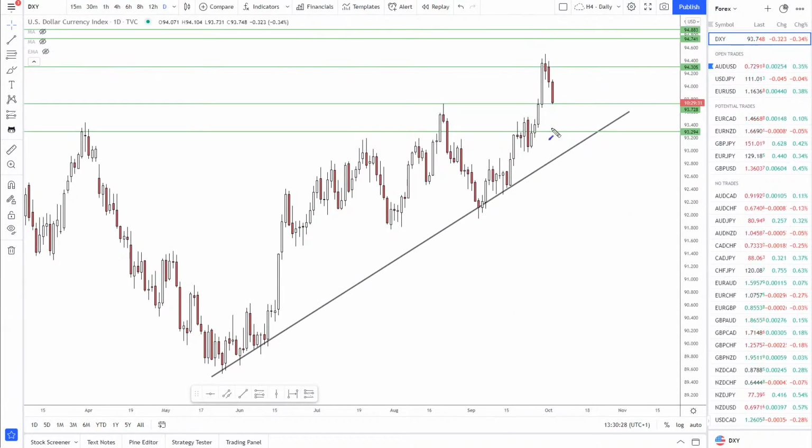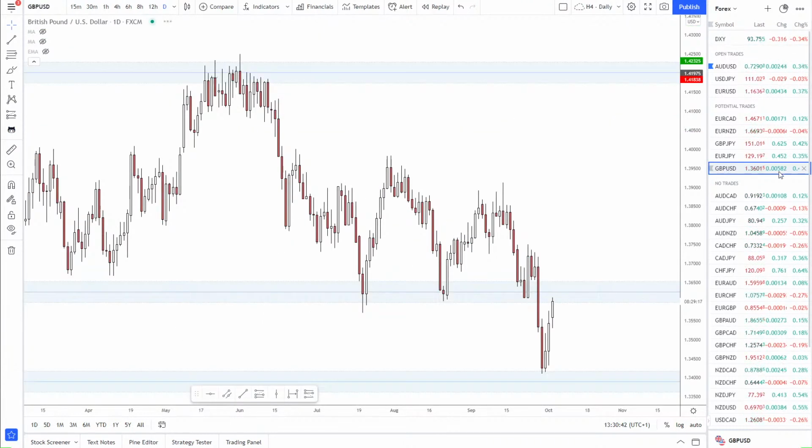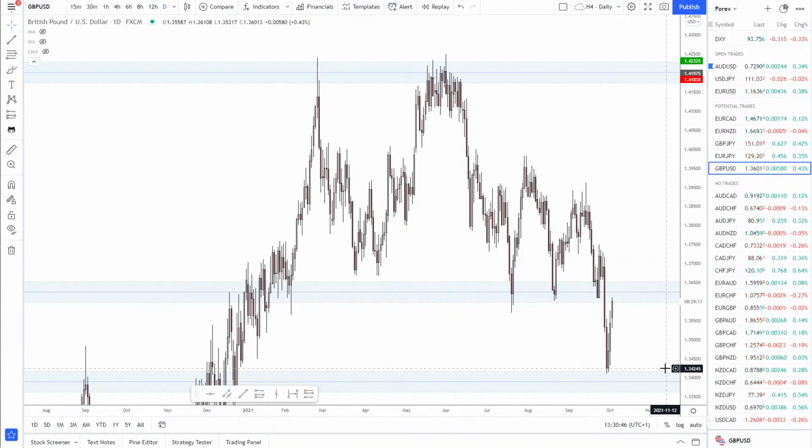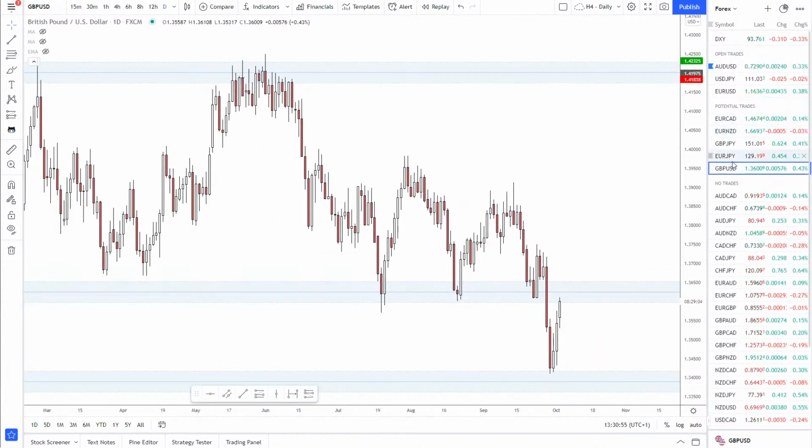If DXY, instead of dropping down further to this support area, finds support right here on top of there, if it stalls out here today, then a good trade might be GBP USD short. GBP USD is trending down. It is pushing back up to resistance, testing a pretty strong resistance area. So if the US dollar regains strength, it could really turn around here.